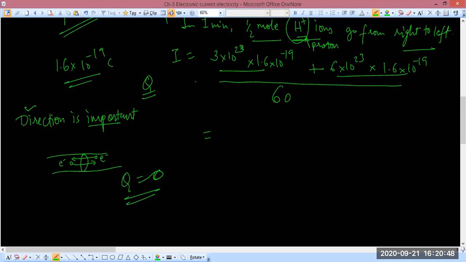Chaitya, this 3 is for half mole. Does this make sense? Did you understand this one? If one electron goes from here to there, and in the same time one more electron crosses it in the opposite direction, then the total charge flown will be zero.